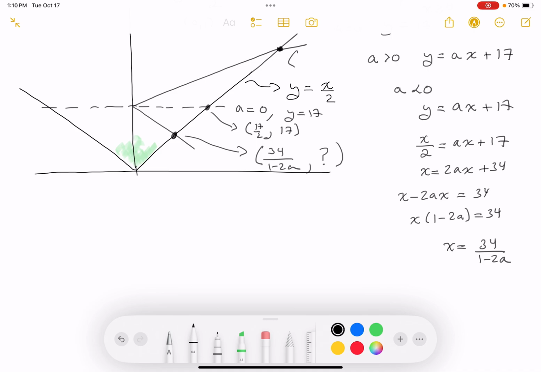And what's this over here? It's still the same thing. It's 34 over 1 minus 2a. And again, I don't need to compute that over there. But you could. You could plug it in. That's not a problem.